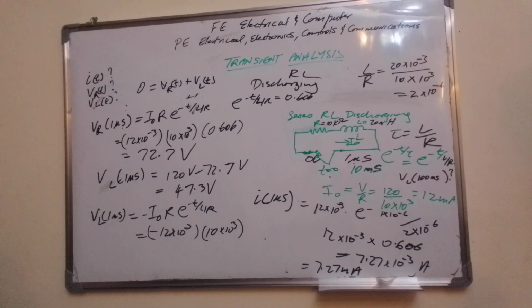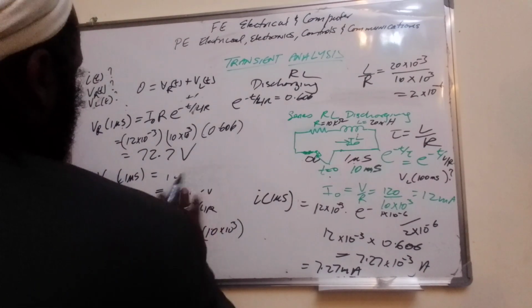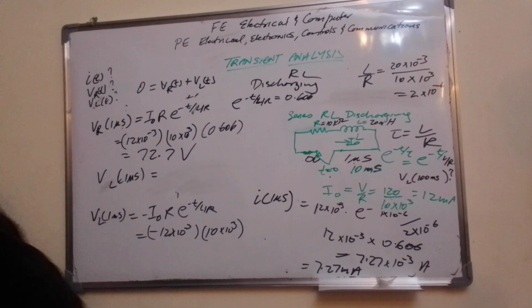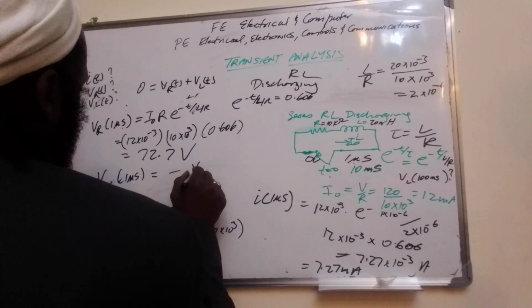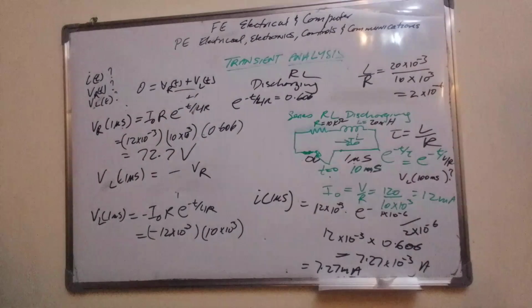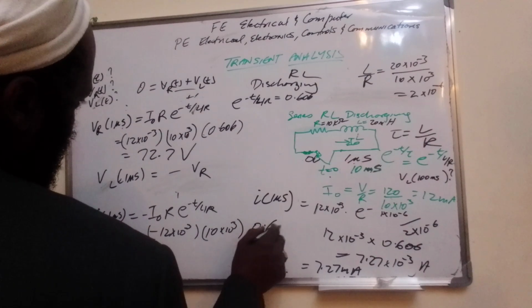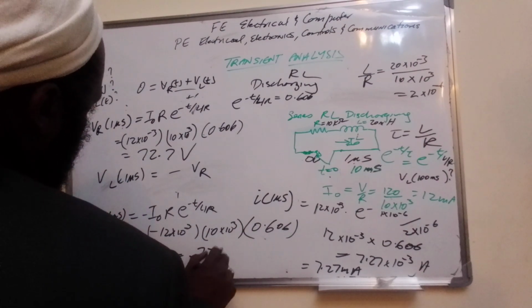Interesting. So it's not actually this. It's the negative of that. That's wrong. VL is minus VR based on the discharging situation. So it's going to pan out to be the same thing, except it's going to be negative. So it's going to be negative 72.7.